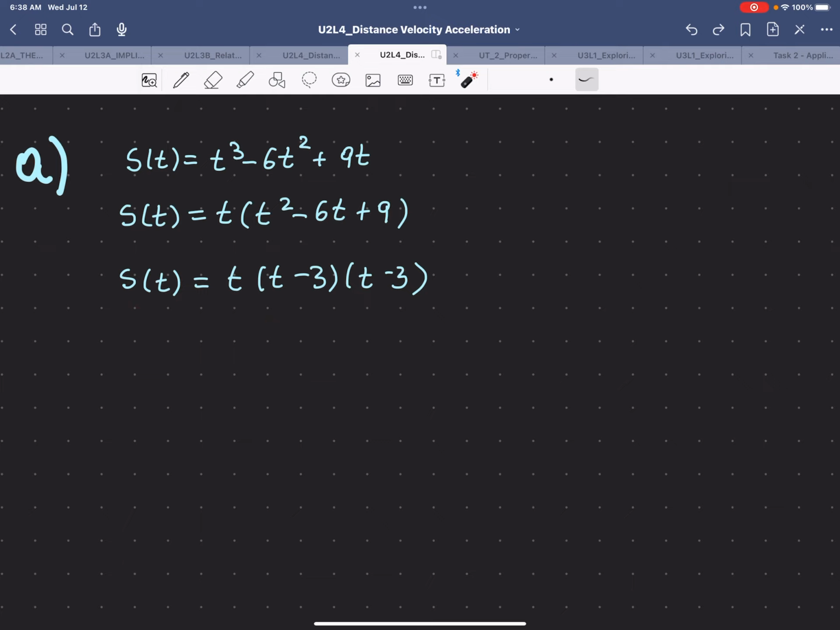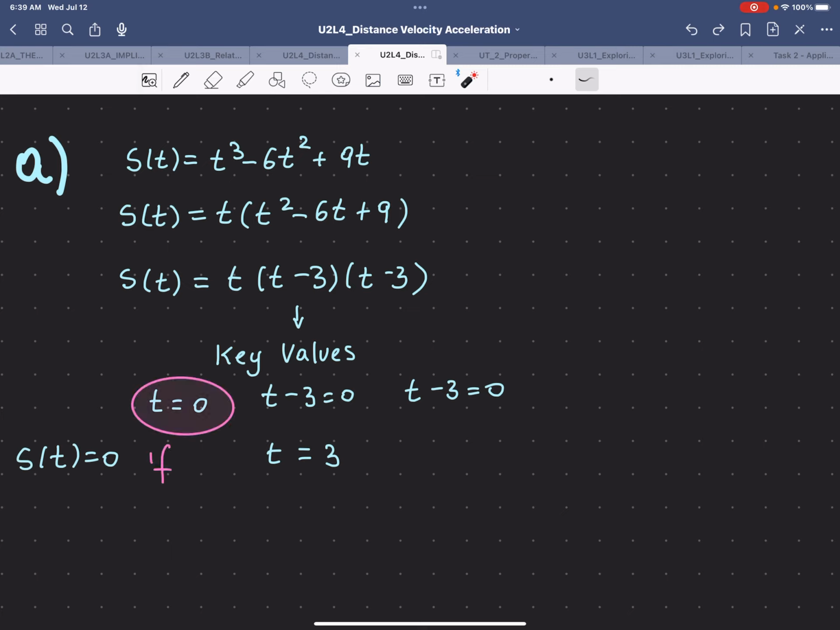So the zeros of this function are found by making each factor equal to 0. So we're going to say that the key values are at t equals 0, or whenever t minus 3 equals 0. There is no point in making t minus 3 equal to 0 twice, but I'm going to write this down for the purpose of explaining things. Therefore, we're going to say that at t equals 3 and t equals 0, the value of the position function will be equal to 0.